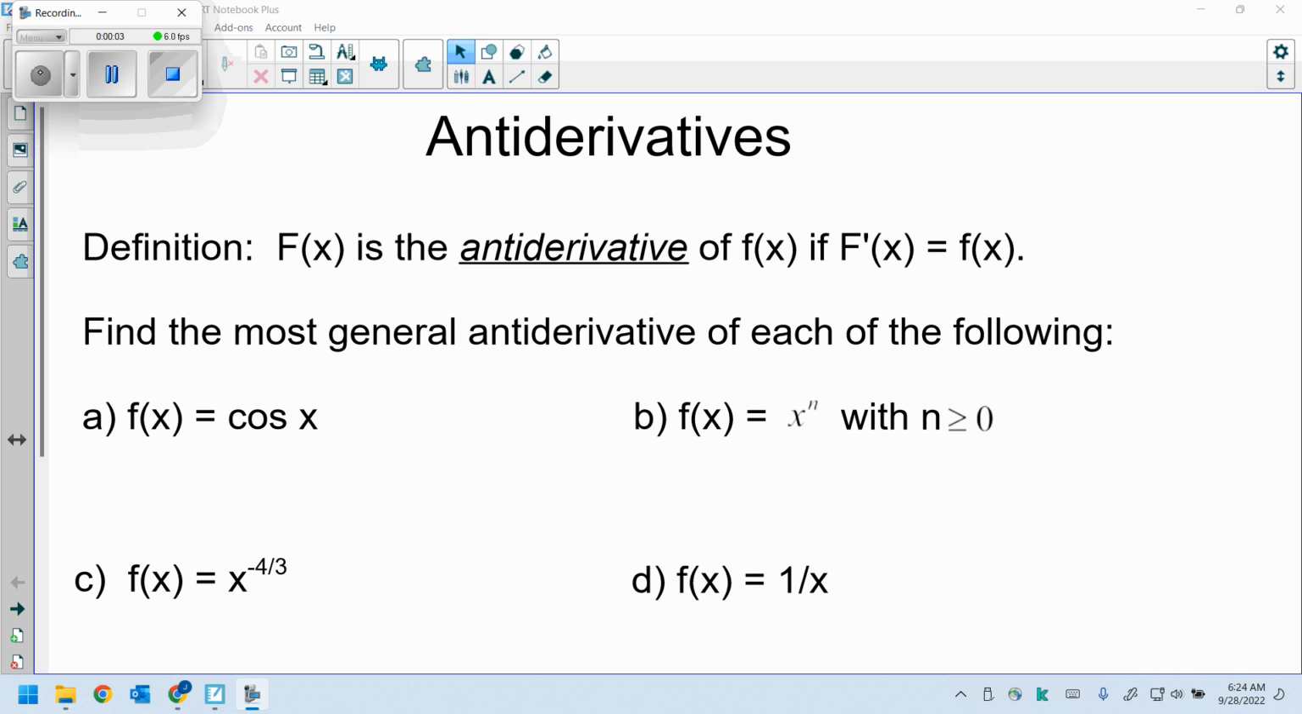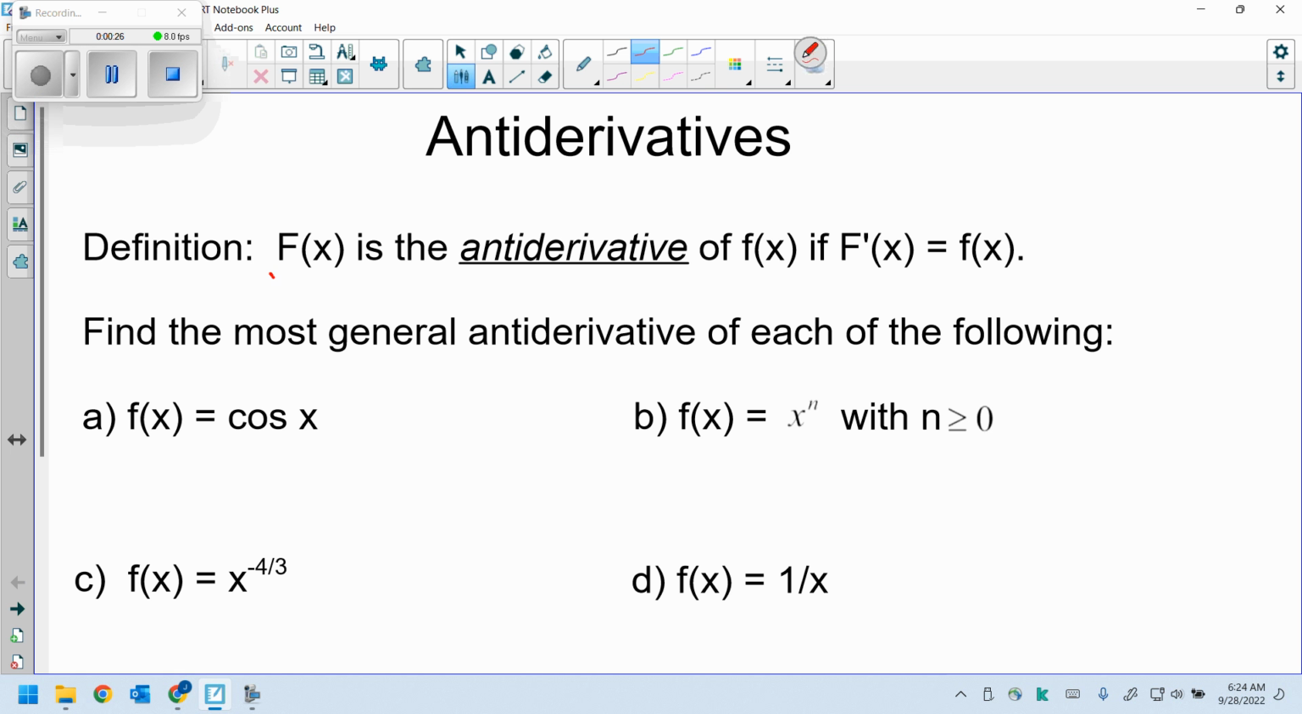We finished chapter 3 with a discussion that's going to carry us through the rest of this entire year. That's antiderivatives. We've been talking about derivatives so far all semester. And the antiderivative, as the name implies, does exactly the opposite thing.